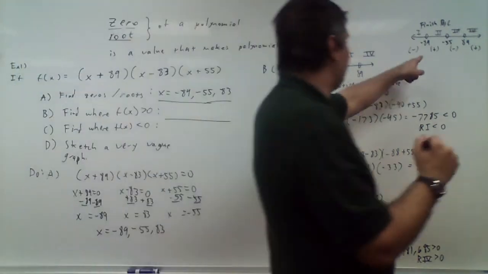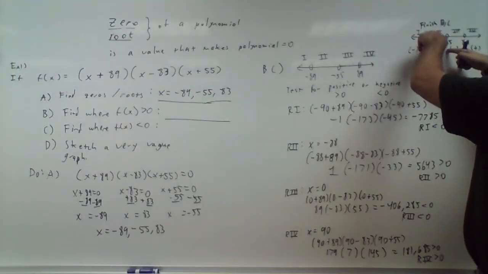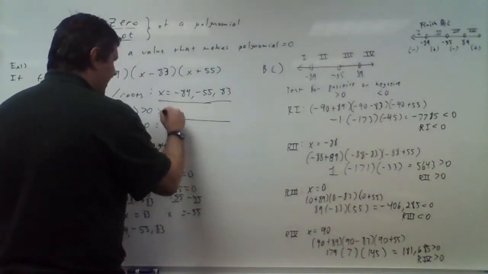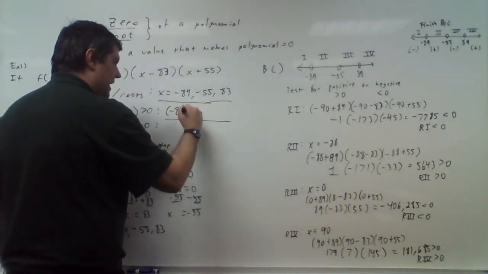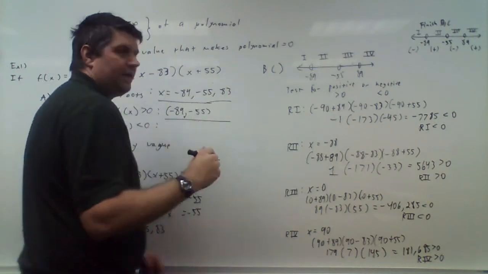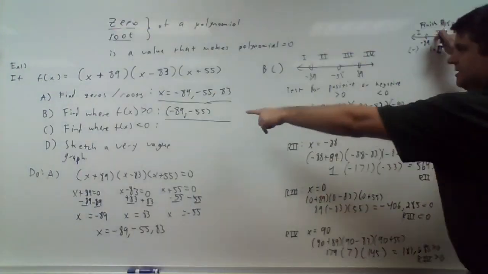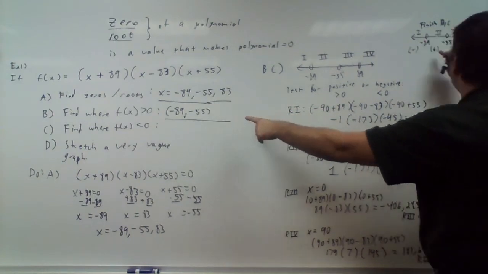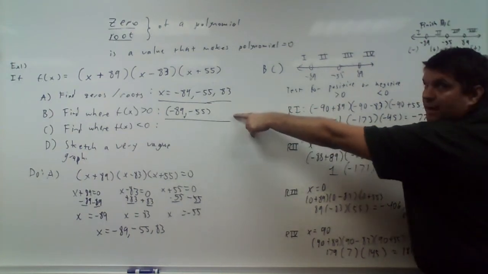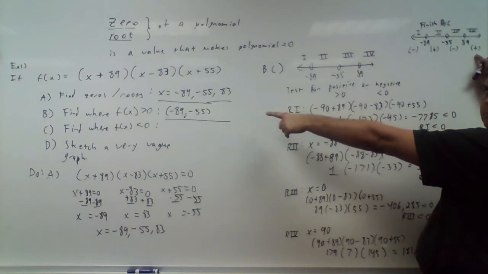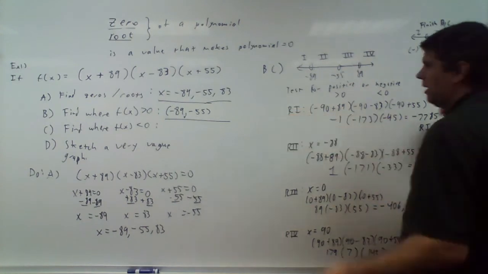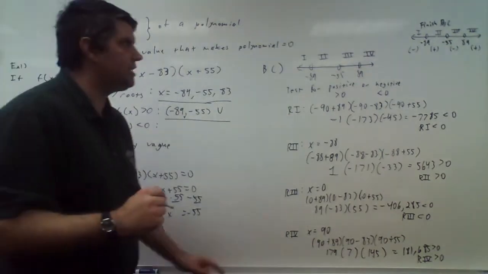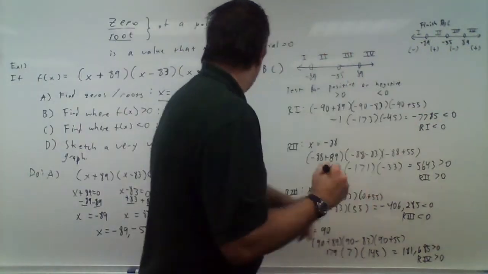It is positive between negative 89 and negative 55. So negative 89 and negative 55. So that describes this area. Okay? The other area where it's positive is over here, region 4. So I'll describe that one. First of all, we're going to do the union to combine the two regions. And then region 4 is 89 to infinity.